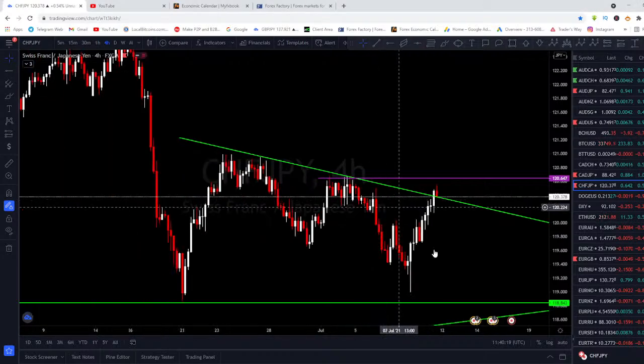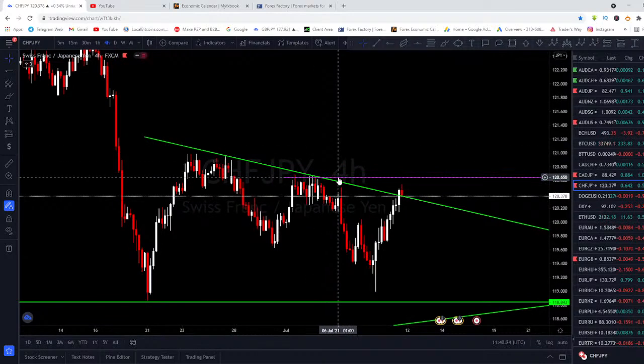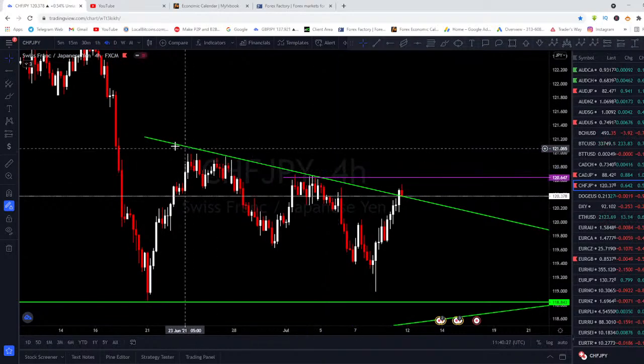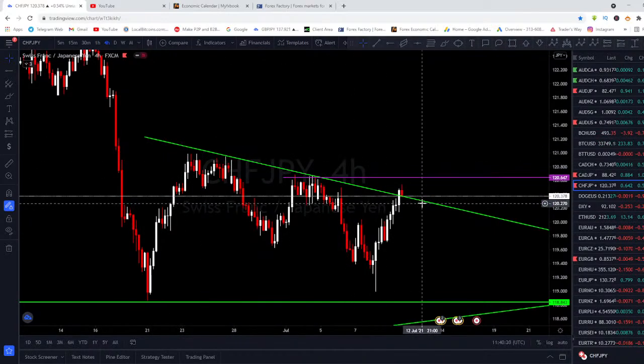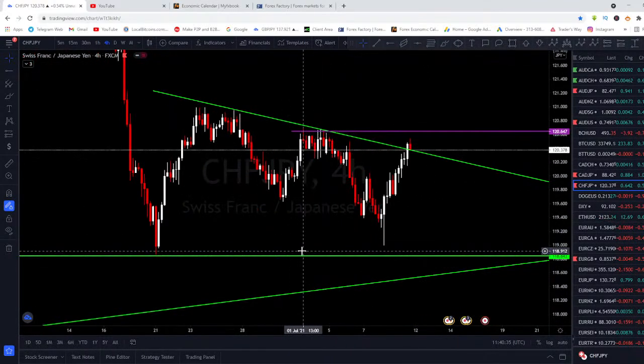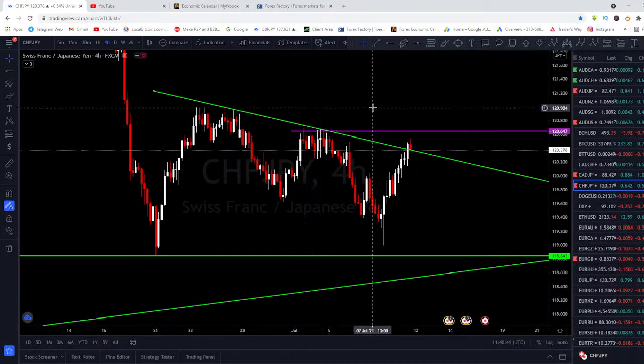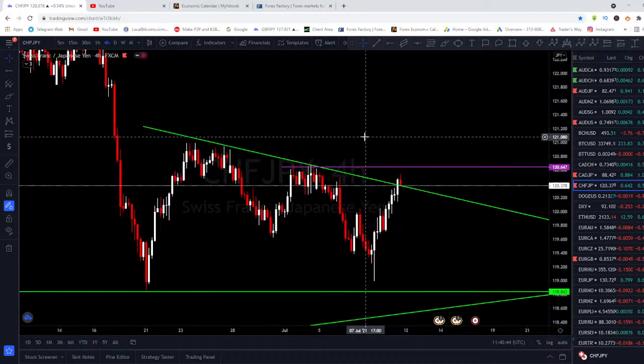This is the CHFJPY right now, and like I said, this is my 4-hour time frame resistance line, right? And this trend line that you are seeing right here is a trend line that I plotted on the daily time frame, and this is a support level plotted on the daily time frame as well. Same goes with this one, it is a trend line I plotted on the daily time frame. So any support or resistance or trend line that you see in a green color means it is a support or trend line that I plotted on the daily time frame. But whenever it is pink, that's for the 4-hour time frame.